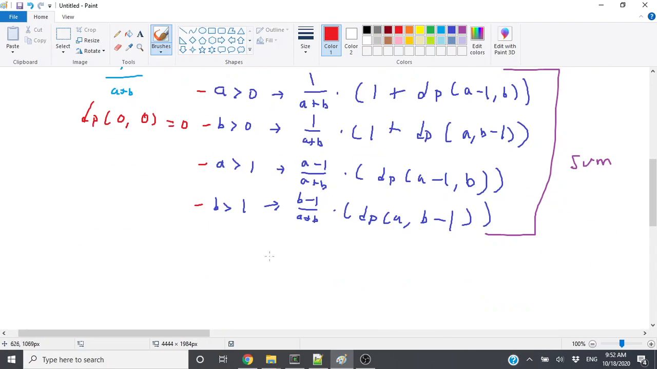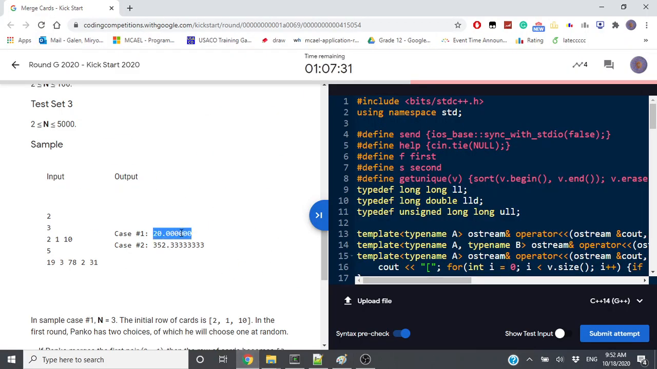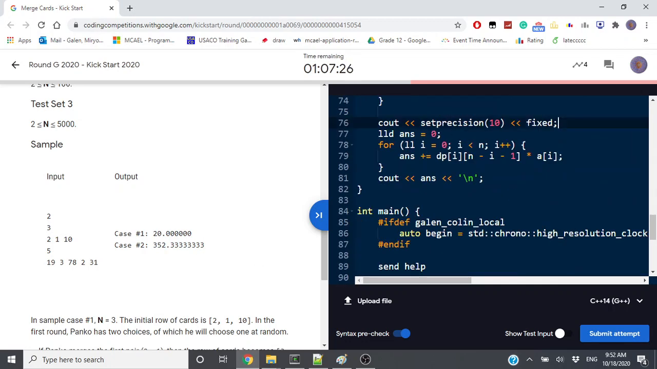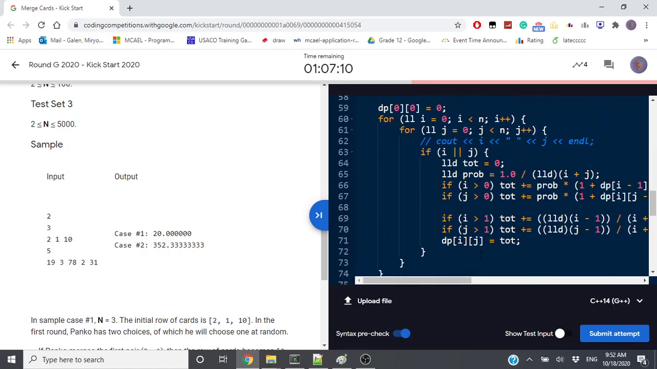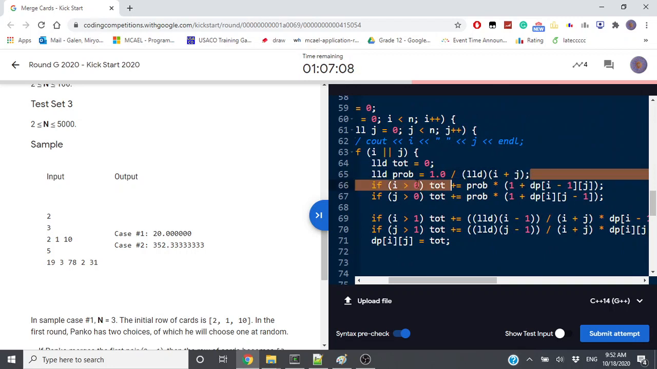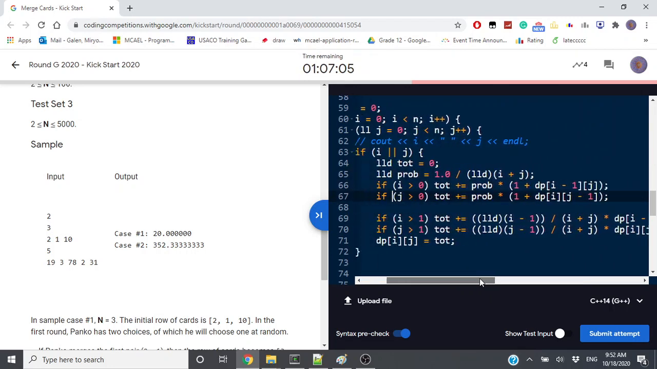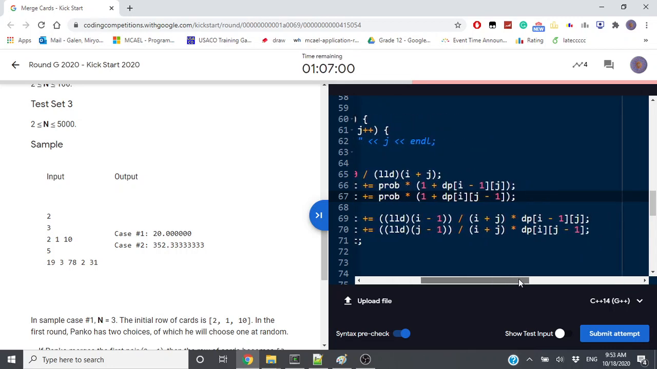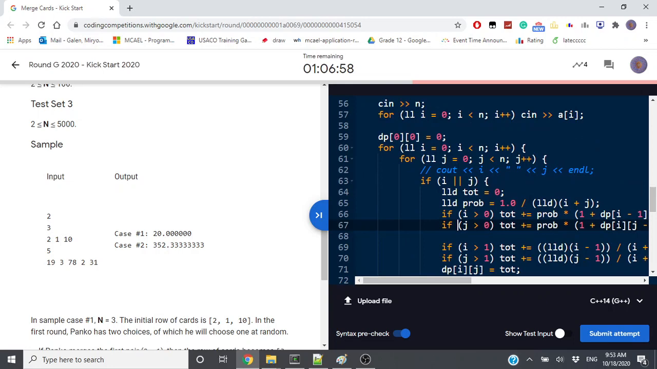Be careful with doubles. Be sure to do something like set precision, otherwise you might want to print many digits. So what I did was set precision, for example 10, that would print 10 things after the decimal point, or some number after the decimal point. And then you just sum that up. And so in the code, this is very simple. Compute the probability. Then if i is greater than 0, if j is greater than 0, you just literally do out all the transitions, and then sum them up.